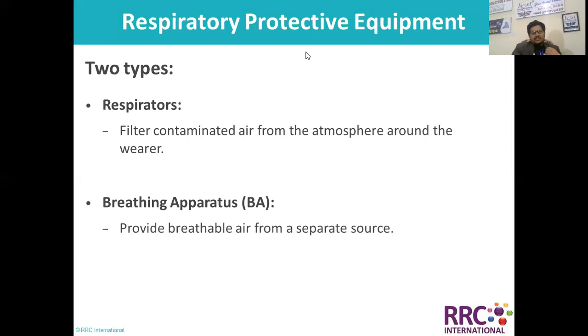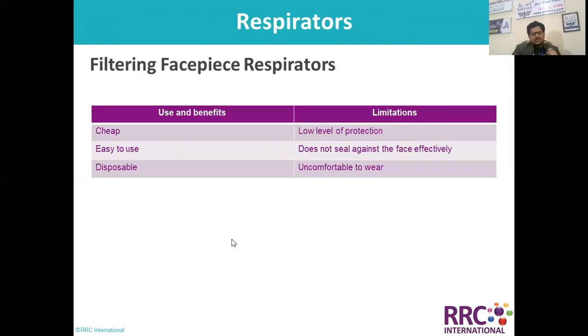We can use respiratory protective equipment like respirators, which filter contaminated air from the atmosphere around the wearer, and also breathing apparatus. We gave examples of SCBA, SABA, and EBA, and advanced air breathing systems as well. There are some benefits and limitations of respirators. In a quick nutshell, the benefits: face filter respirators are cheap, easy to use, and disposable. Anytime you can change them. But limitations: a low level of protection, they do not seal against the face effectively, and are uncomfortable to wear.